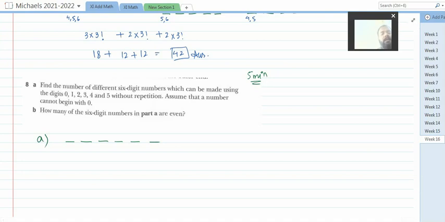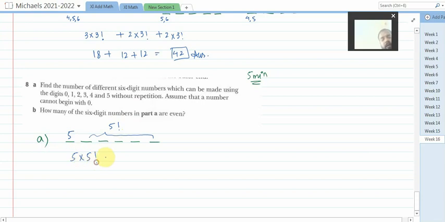The condition says that the number cannot begin with 0. That means for the first place, we have 5 numbers available. We have 6 digits, but for the first place there are 5 options: either 1, 2, 3, 4, or 5. Out of 6, one number has been occupied here. Now the remaining 5 numbers can be arranged in any order, so that will be 5 factorial, right? So the answer is 5 into 5 factorial, which gives you the value of 600.